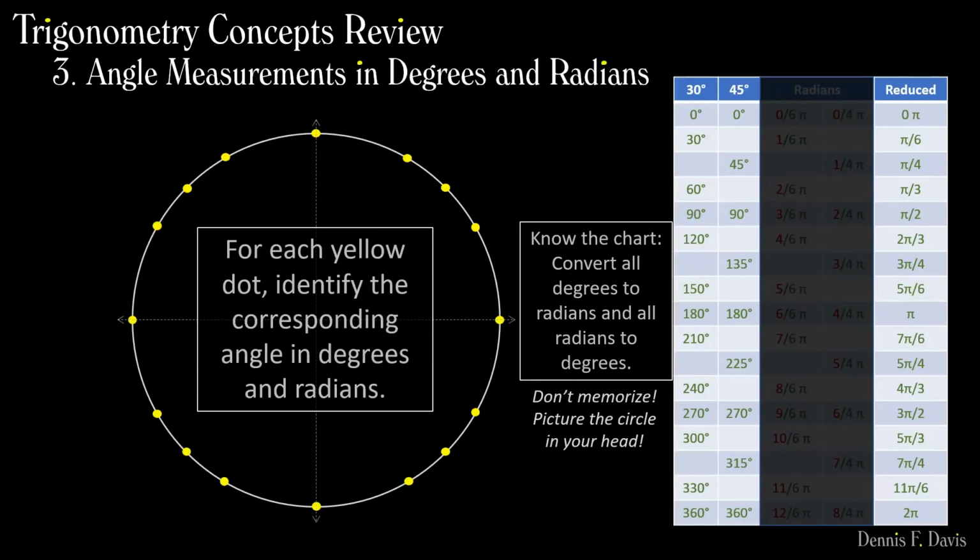You could make 34 flashcards if you wanted, 17 covering all the angles from 0 to 360 degrees to be converted to radians, and 17 covering all the angles from 0 to 2 pi radians to be converted to degrees. And if given one of these angles in degrees or radians, you should be able to point to its corresponding dot on the circle.